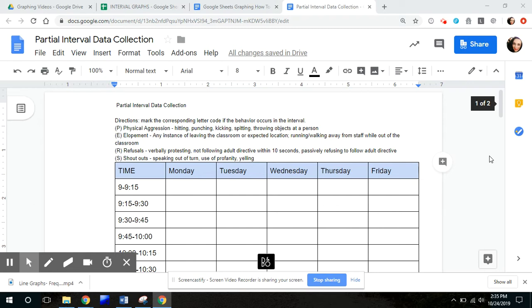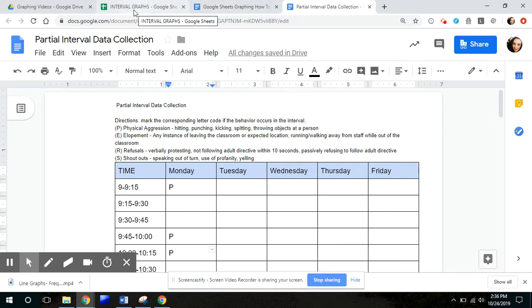If it didn't occur, you're marking nothing. If it occurred multiple times, you're still just marking one letter code. So you're really looking at the occurrence or non-occurrence of that behavior within the interval rather than the frequency. For example, for physical aggression, maybe it happened twice during this window. I would mark a P. It happened again here, a P just once. It happened 10 times here, but again, it's only one P. It didn't occur during these intervals, so they would be left blank.